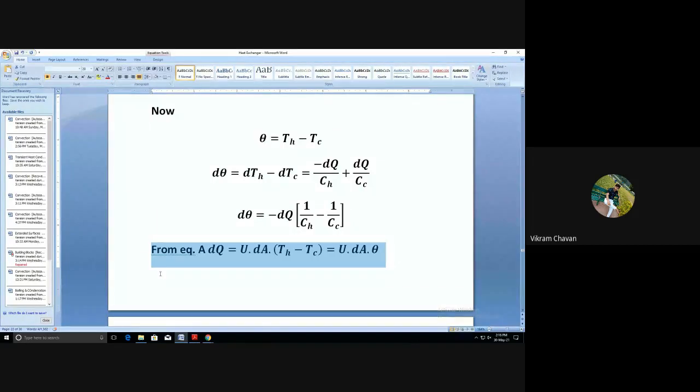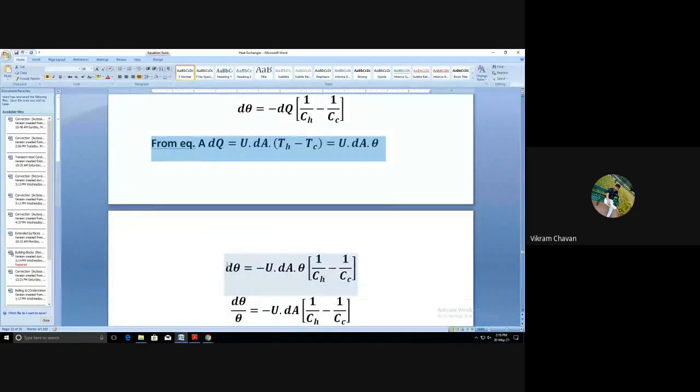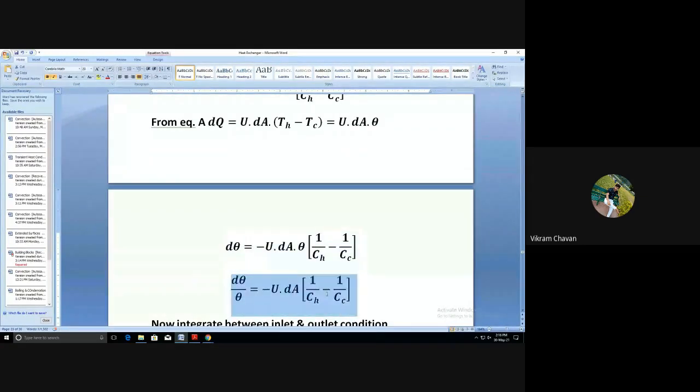Okay, so we have to put the dQ in this particular equation, so that we get d theta as minus U multiplied by dA multiplied by theta inside bracket 1 upon Ch minus 1 upon Cc. And if you take the theta to the other side, you will get d theta divided by theta, which is equal to minus U multiplied by dA inside bracket 1 upon Ch minus 1 upon Cc.